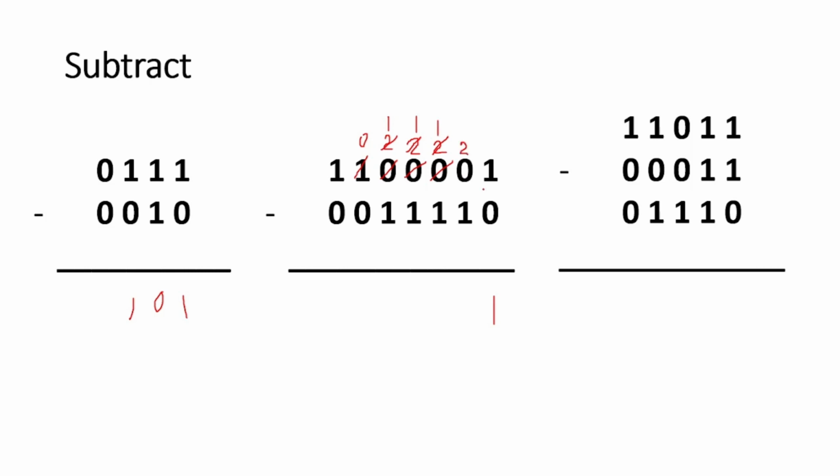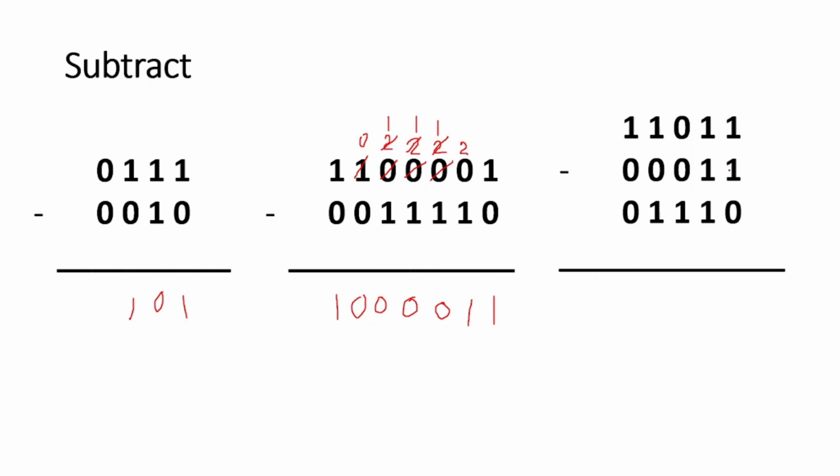Now we can subtract it. 2 minus 1 is 1. 1 minus 1 is 0. 1 minus 1 is 0. 1 minus 1 is 0. 0 minus 0 is 0. 1 minus 0 is 1. Now great! Let's try the last example.